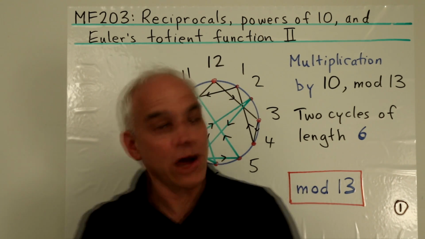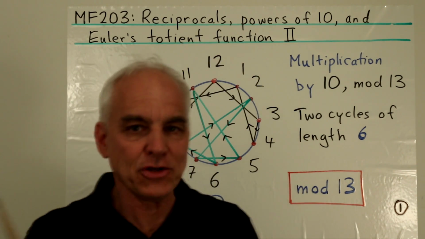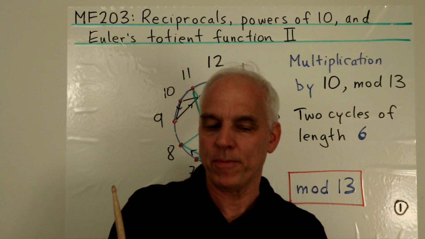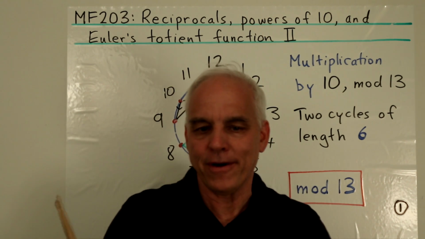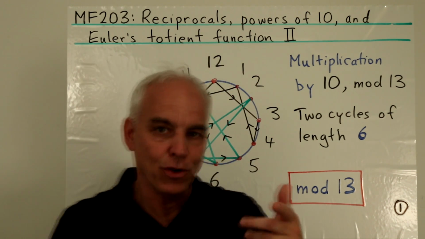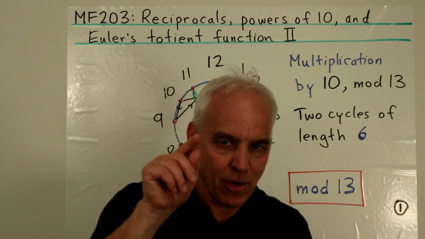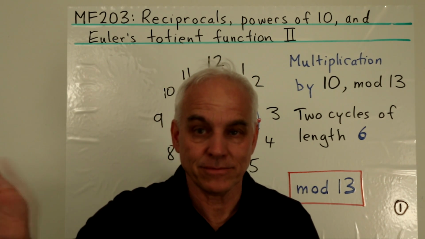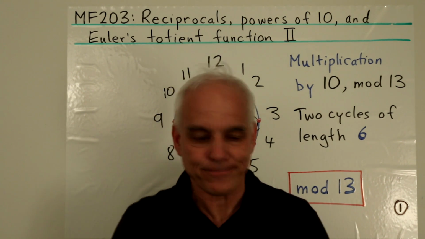In this video, we're carrying on with reciprocals, powers of 10, and Euler's totient function. And we're going to look at an interesting algebraic structure associated to a natural number called the unit group. This is going to solidify and frame a lot of the discussion about just how powers of 10 look mod a number n, and correspondingly how to anticipate what 1 over n looks like as a decimal with some repeated structure. I want to know how big that repeated loop is.